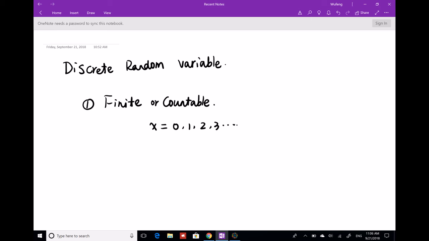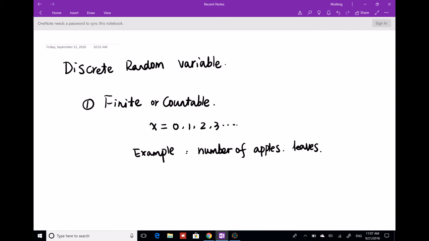All right, discrete random variable examples: the number of students, the number of apples, the number of leaves. You can count it. Basically, it's a discrete random variable.